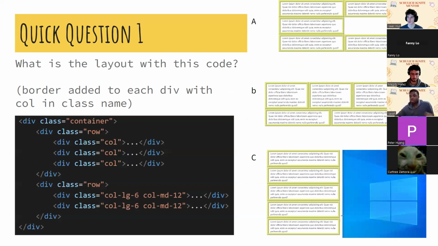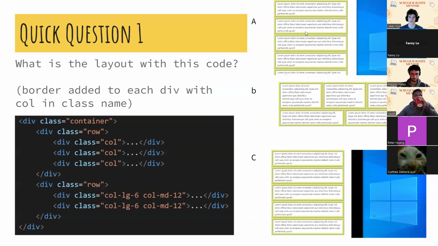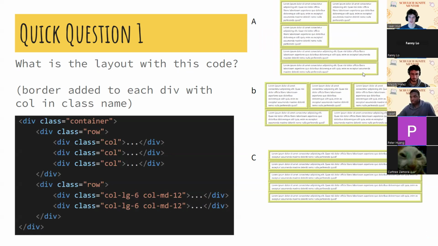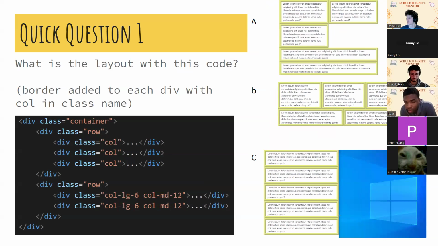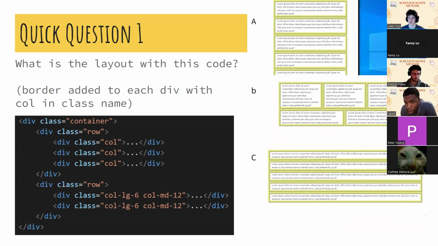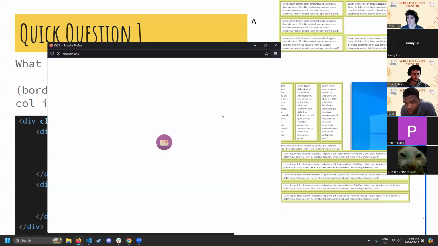Okay, we're going to start off with a quick question. It gives you some code and 3 options, and you just have to choose which option that this code will make. So I'll open that up.